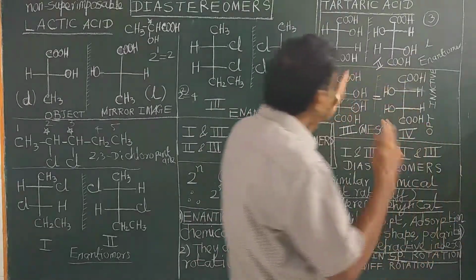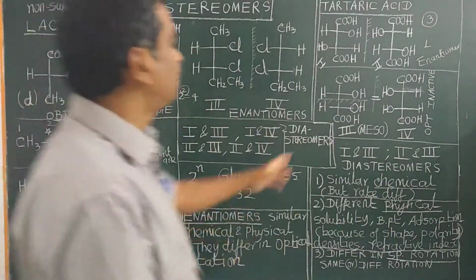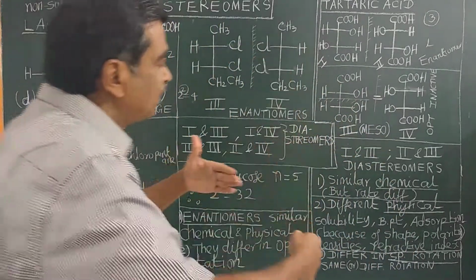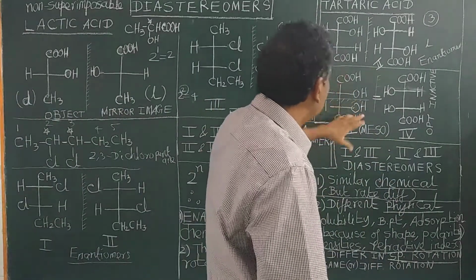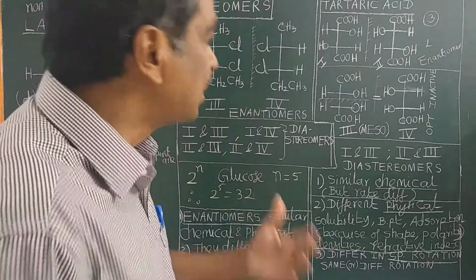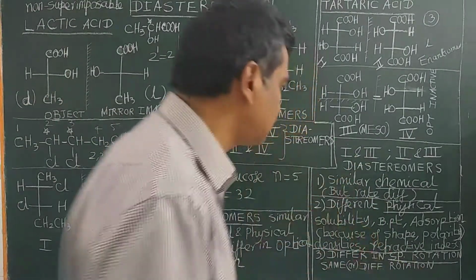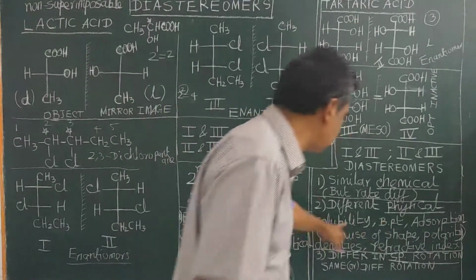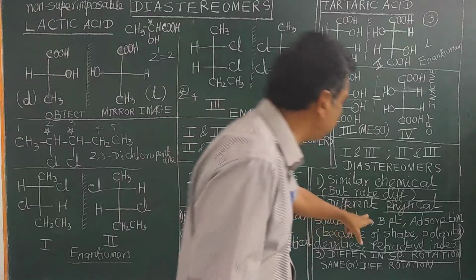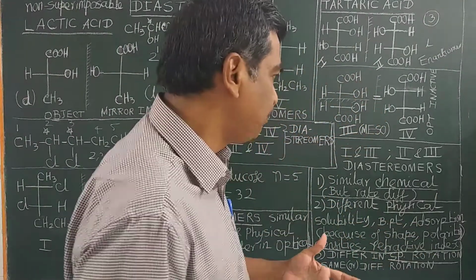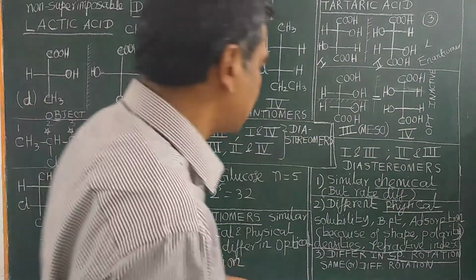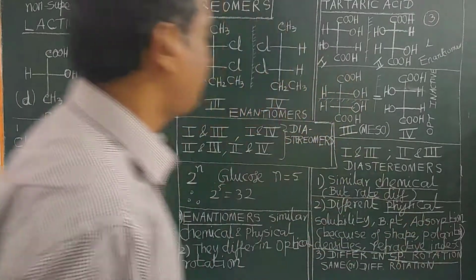But 1 and 2 have the same molecular shape and same polarity. Absorption behavior is also different because the OH groups are on the same side. It will have different absorption behavior than this. Therefore, they can be separated because of the difference in solubility. Diastereomers can be separated by fractional crystallization, because of the difference in boiling point. Diastereomers can be separated easily by fractional distillation, and because of the difference in absorption properties, diastereomers can be separated by chromatography techniques.